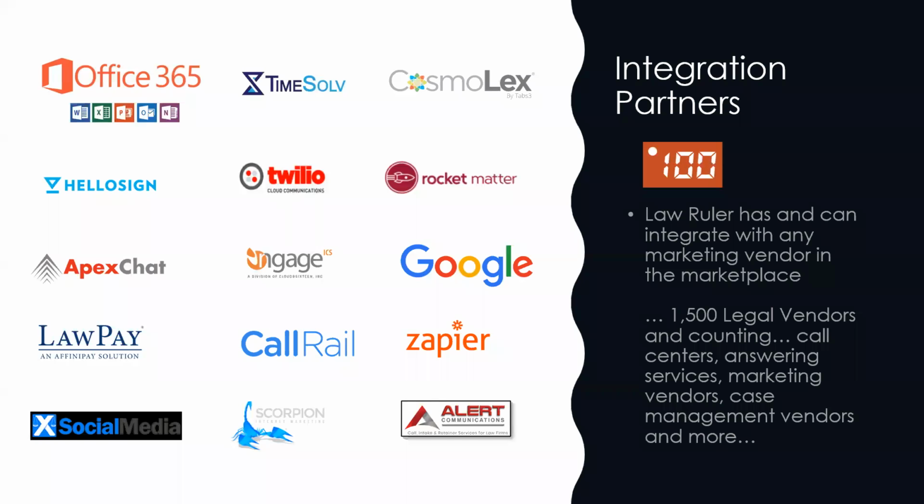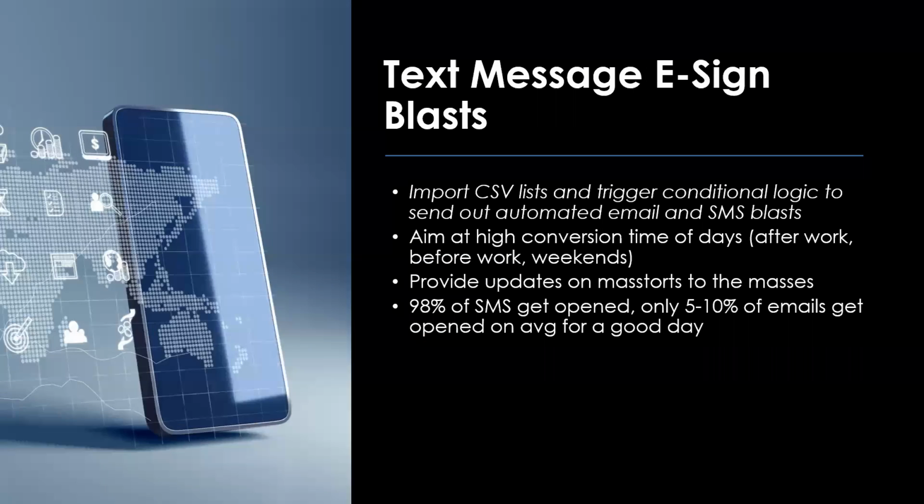Now, the next part of the features that are important, we're going to talk about text message e-sign blast. This is an interesting feature, because when you think of e-sign blast, you're mainly thinking of communications, like you just want to update somebody on something. You can weaponize that text message. And the reason you can do that is you can use it to send out an e-sign blast to everybody that's qualified.